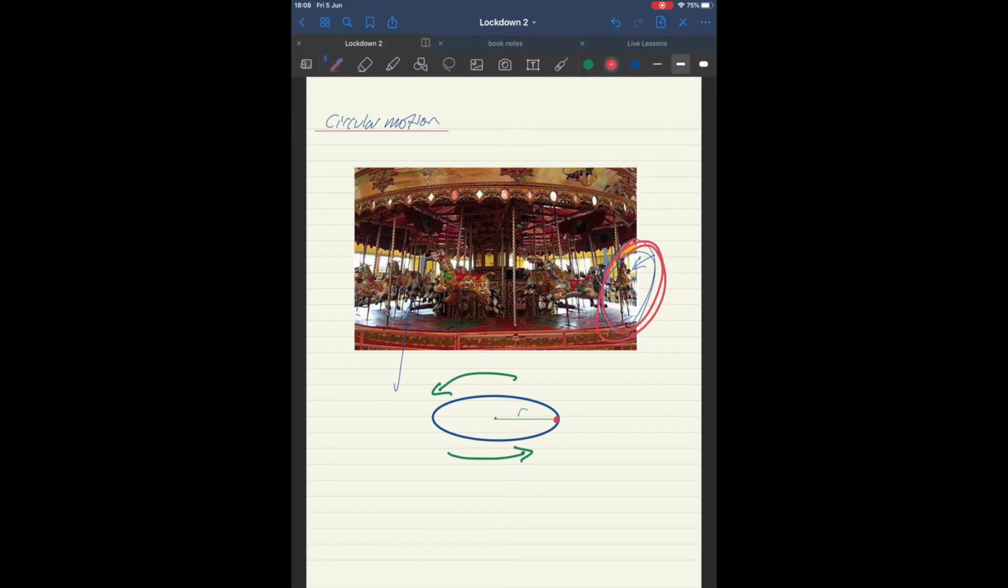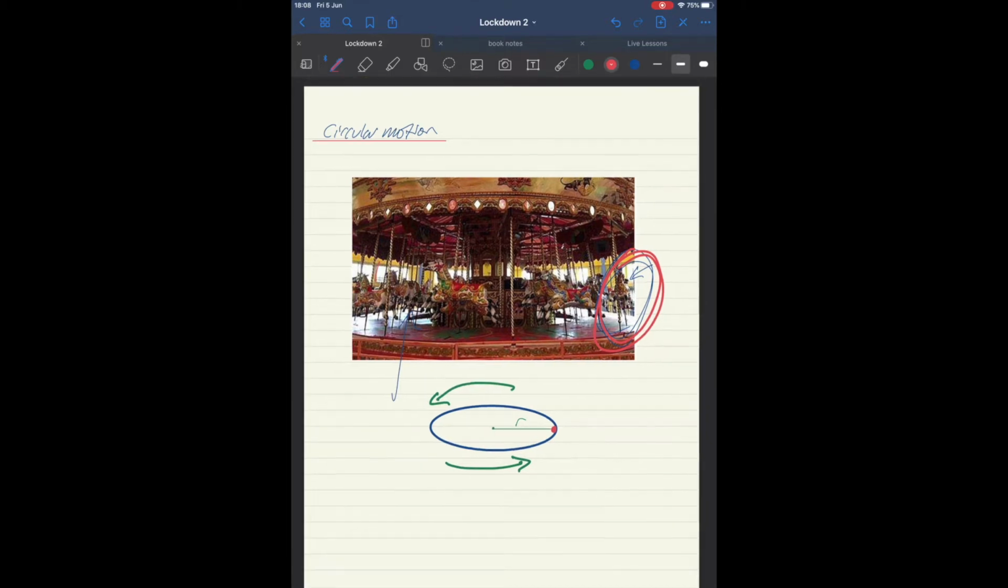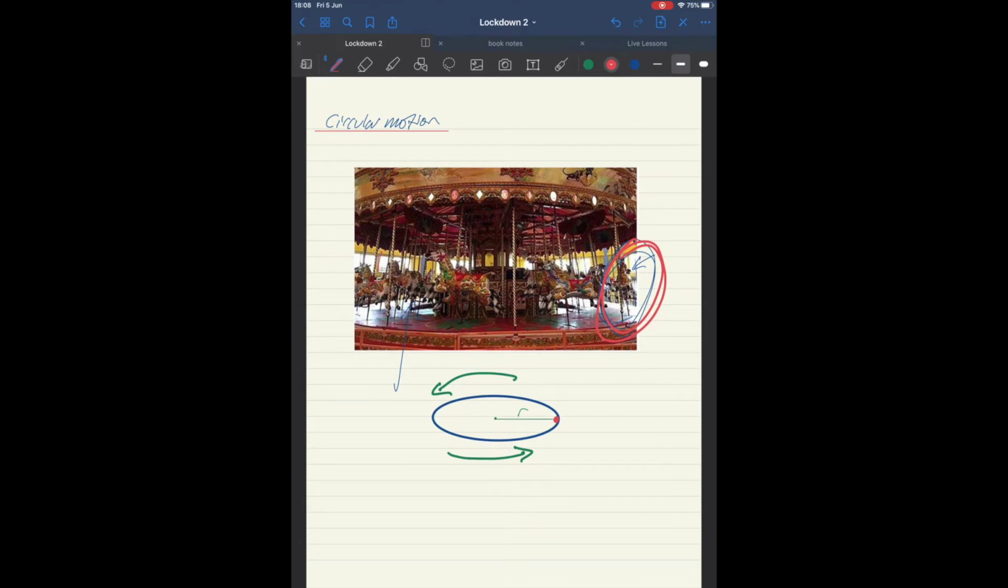That's not a very good pen. Let's try that one. That's a bit better.